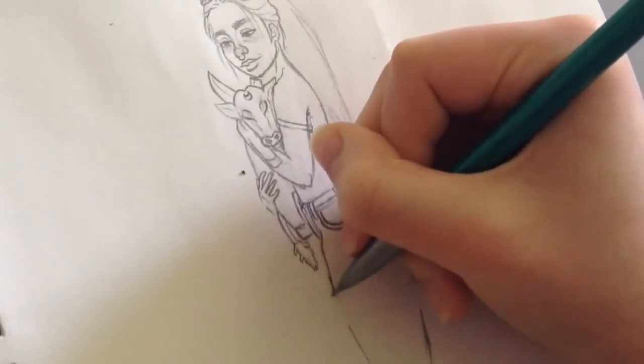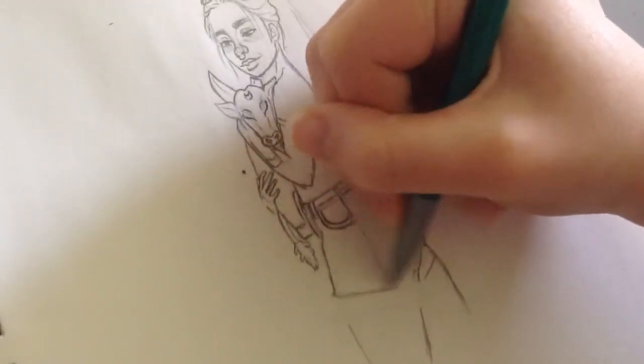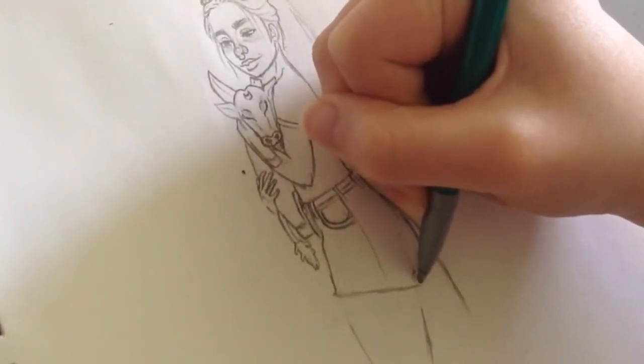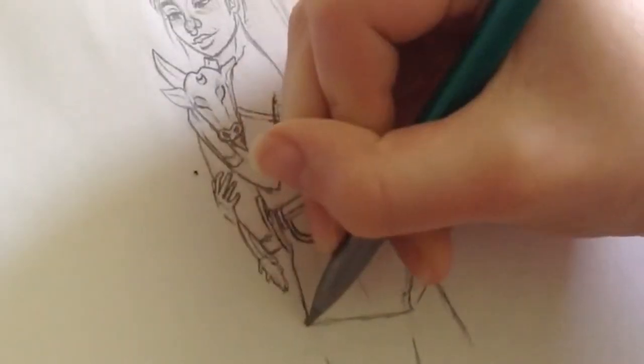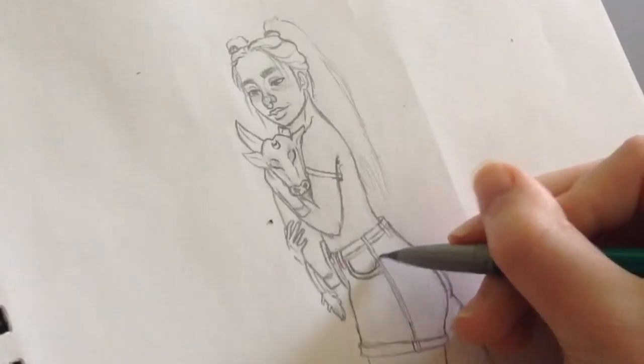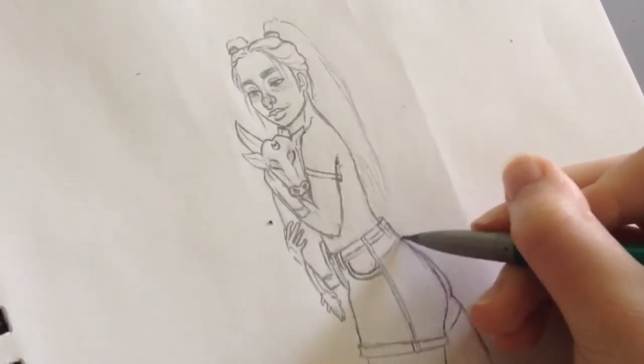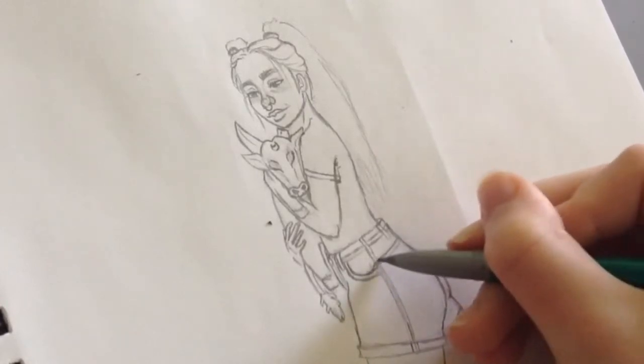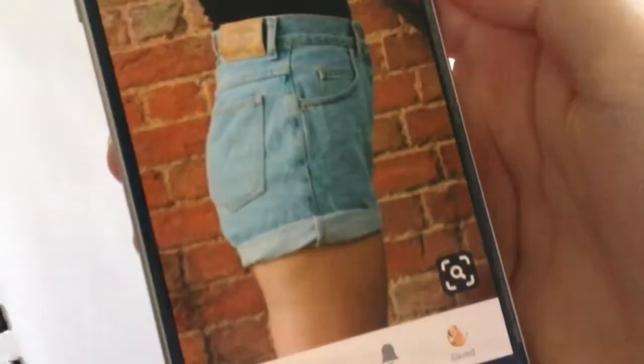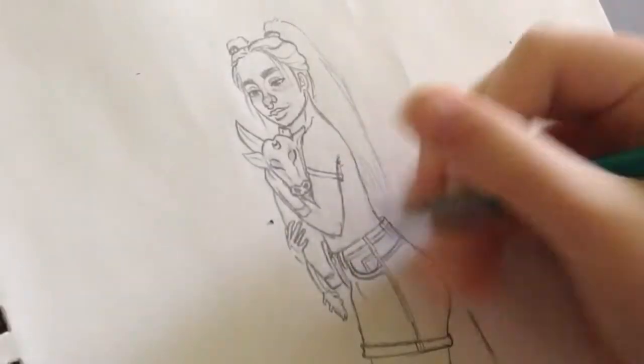By the way, I do use references for my clothes. People have asked me that. And side tangent, I don't understand why people don't like using references. I don't see a problem in using references unless you're 100% copying them. Oh, speaking of references, here's the reference. Anyway, back on my tangent.